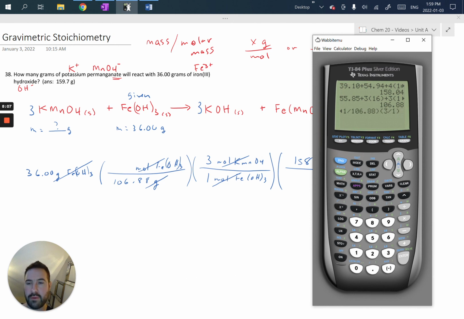There are multiple different ways you guys can put this into your calculator. You could break it up into 3 steps. You could use dividing instead of multiplying by the fraction. All kinds of different things that we could do. The last step I'm going to do is multiply this by my 158.04. And hopefully I get the right answer.